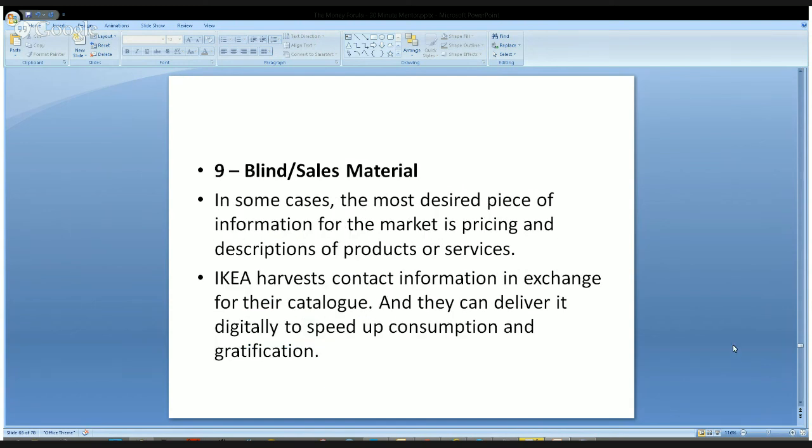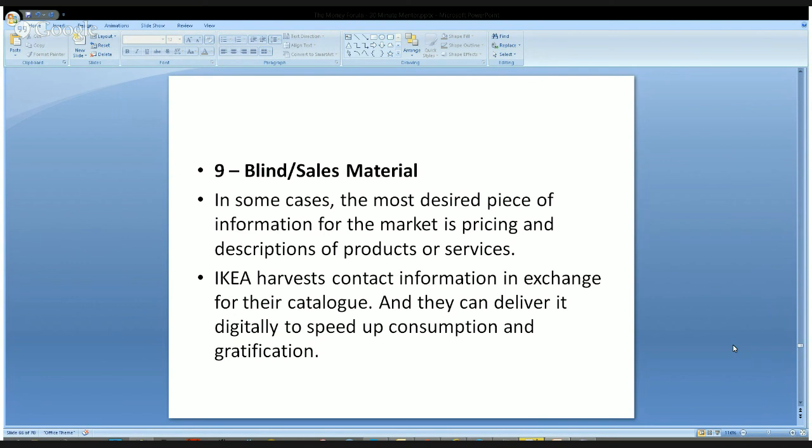Number 9 is what I call blind sales material. In some cases, the most desired piece of information for the market is pricing and descriptions of products or services. And this can be done in lots of different ways. You see review sites, you know, get a review of the best washing machine from the top 10 on the market or something like that. But a good example of this is IKEA.